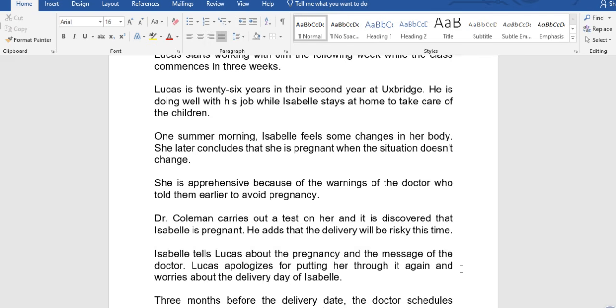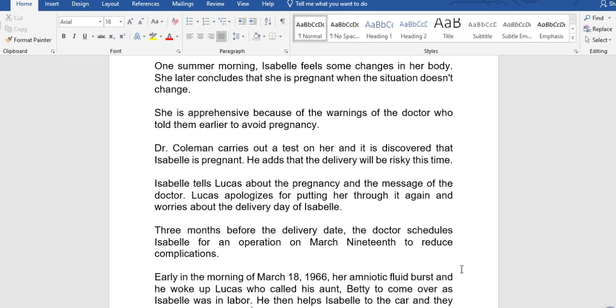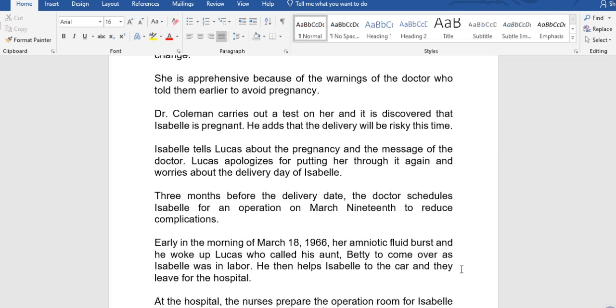One summer morning, Isabel feels some changes in her body. She later concludes that she's pregnant when the situation doesn't change. She is apprehensive because of the warnings of the doctor, who told them earlier to avoid pregnancy. Dr. Coleman carries out a test on her, and it is discovered that Isabel is pregnant. He says that the delivery will be risky this time.